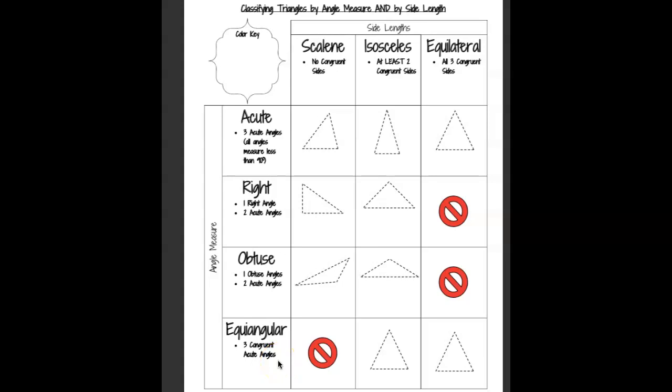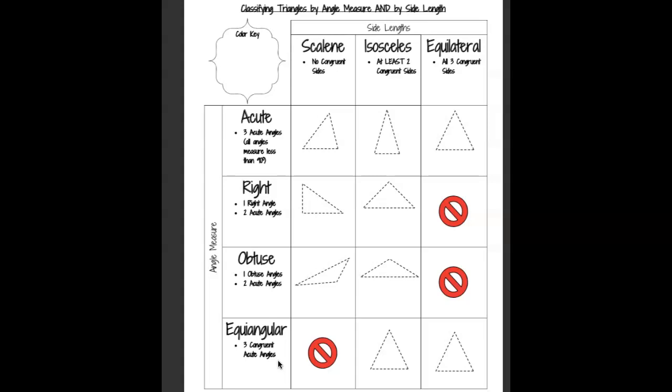90 degrees. And then an obtuse angle is a big angle. Okay? We've also talked about scalene, isosceles, and equilateral last year. Those are how we classify the sides of a triangle. So we have scalene, which means they have no congruent sides. We have isosceles, which means at least 2.